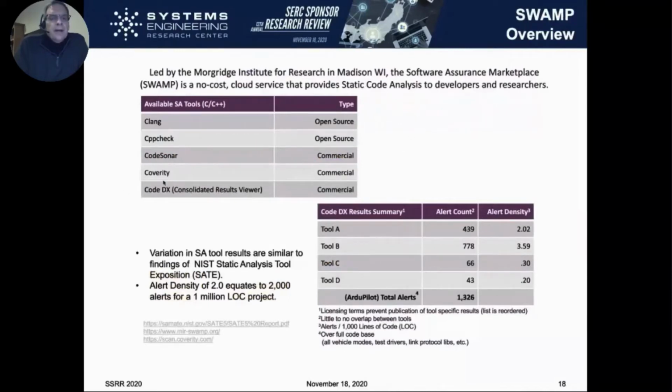Here, this slide is just a view of the static analysis tools that we used. There were a couple of open source tools and a couple of commercial tools that we were able to access via this SWAMP environment. And here, this is just a view of the raw alert counts that were produced by each tool. So for the ArduPilot software-in-the-loop build, about 1,300 alerts were found.